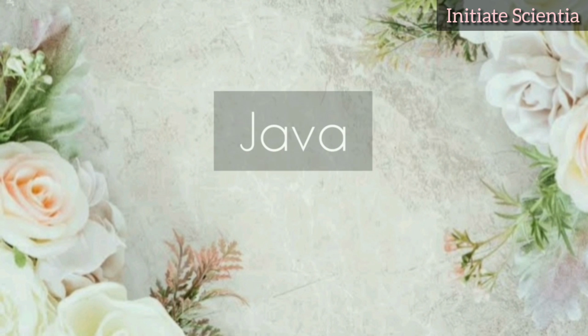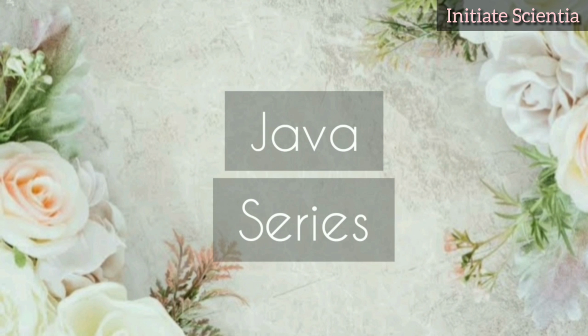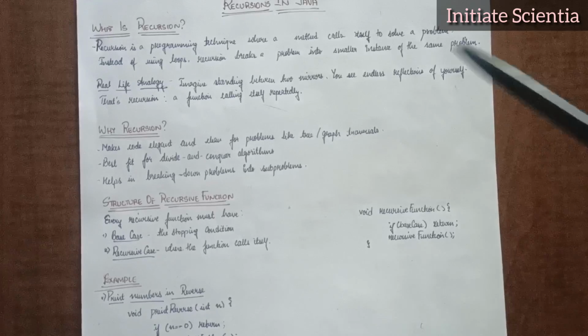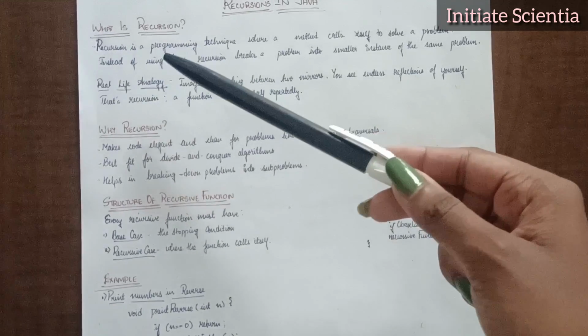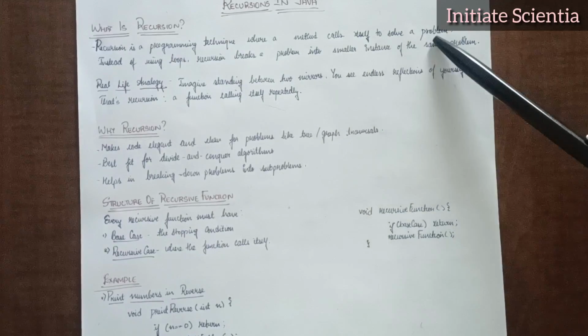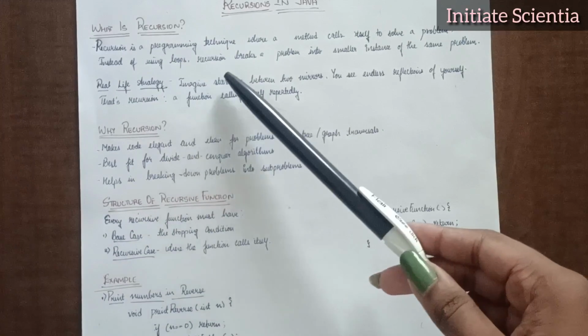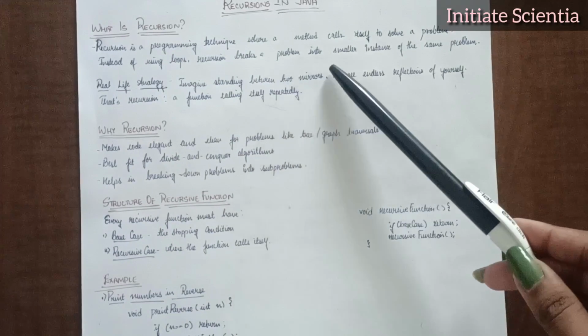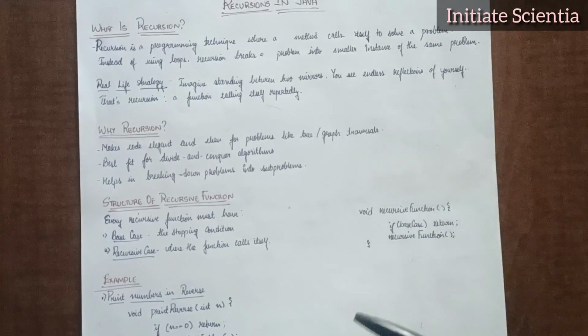This is the Java series. Recursion in Java. What is recursion? Recursion is a programming technique where a method calls itself to solve a problem. Instead of loops, recursion breaks a problem into smaller instances of the same problem.